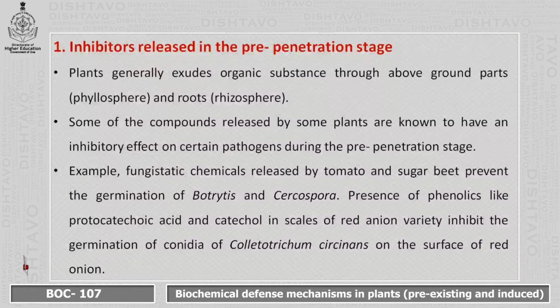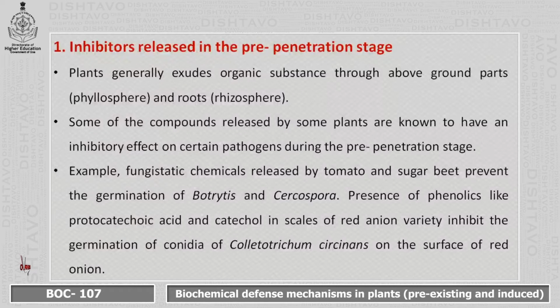The first one is the inhibitors released in the pre-penetration stage. In this, the plant generally exudes organic substances through above ground parts, that is the phyllosphere, and the roots region, that is the rhizosphere. Some of the compounds released by some plants are known to have an inhibitory effect on certain pathogens during the pre-penetration stage. For example, fungistatic chemicals released by tomato and sugar beet prevent the germination of Botrytis, that is a kind of fungus, and also Cercospora fungus.